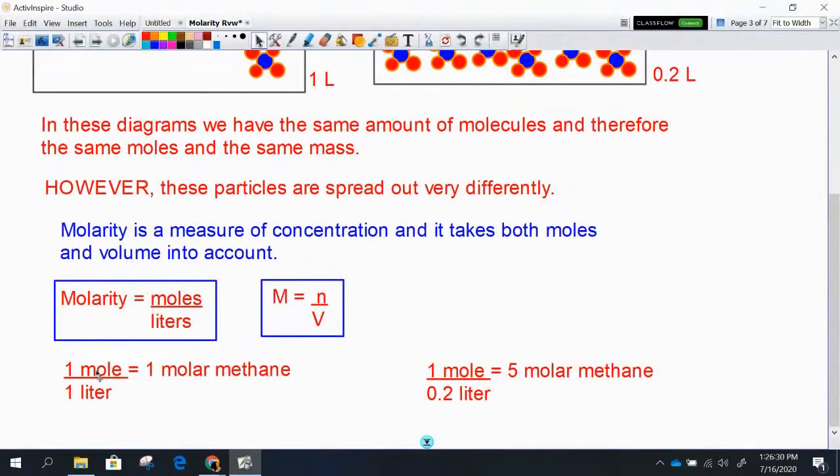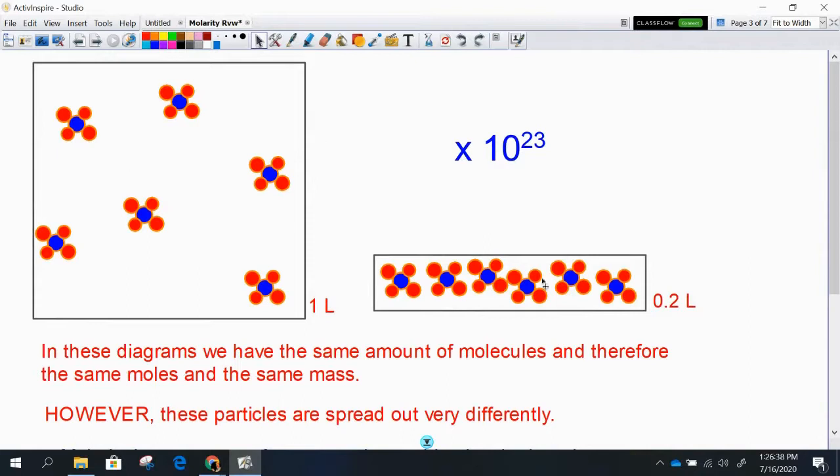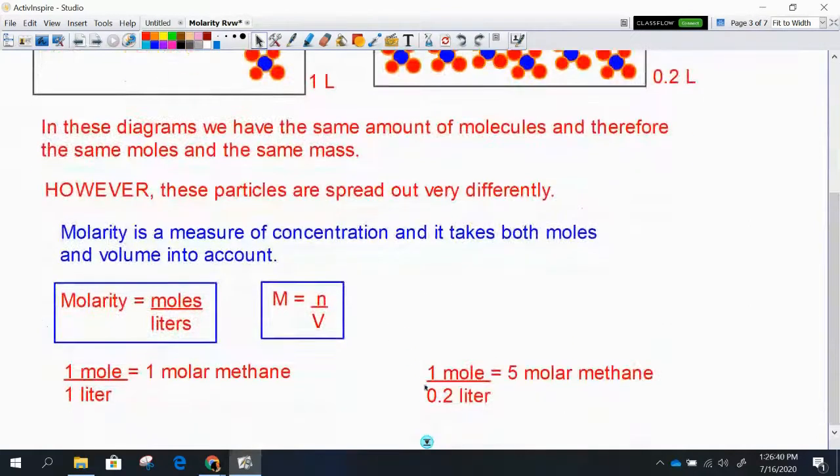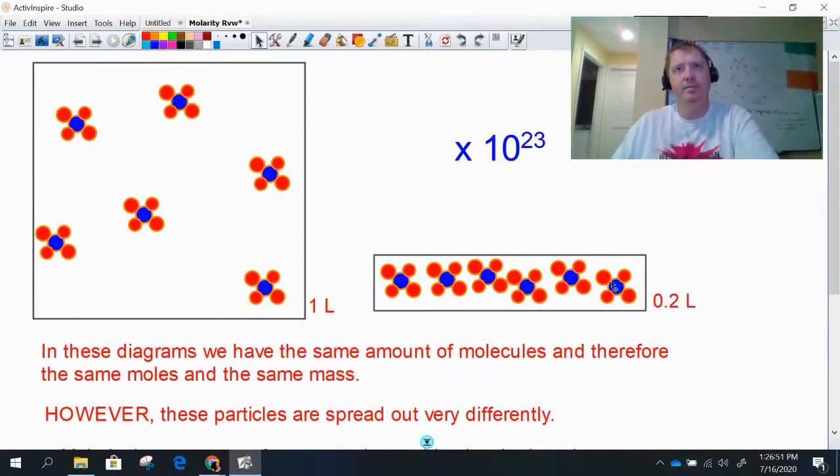We have 1 mole of methane divided by 1 liter. That is 1 molar methane. The concentration of this container is 1 molar. On the other side, we still have 1 mole, but the volume is 0.2 liters. 1 divided by 0.2 is 5 molar. So this is more concentrated. It's 5 times more concentrated. And the whole reason it's more concentrated is that the volume is smaller. These molecules are just closer together. They're more condensed. So molarity tells you about concentration. It's also a ratio of how many moles to how many liters.